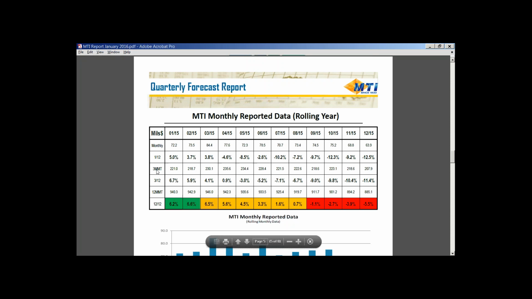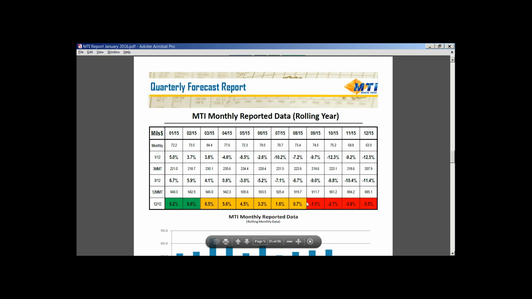You have the 3-month moving total and the 3/12 growth rate, the 12-month moving total and the 12/12 rate of change. And again, it's color-coded to the different phases of the business cycle. So when I look at this, I can easily tell that the first 2 months of 2015 were good. I was in phase B. I then entered phase C for the following 6 months.